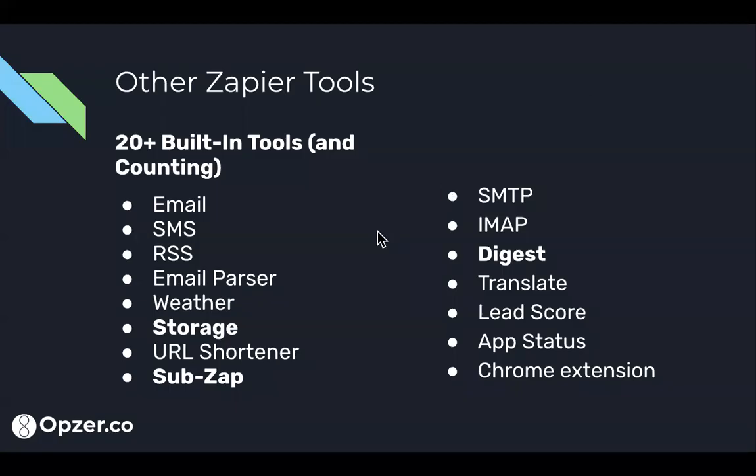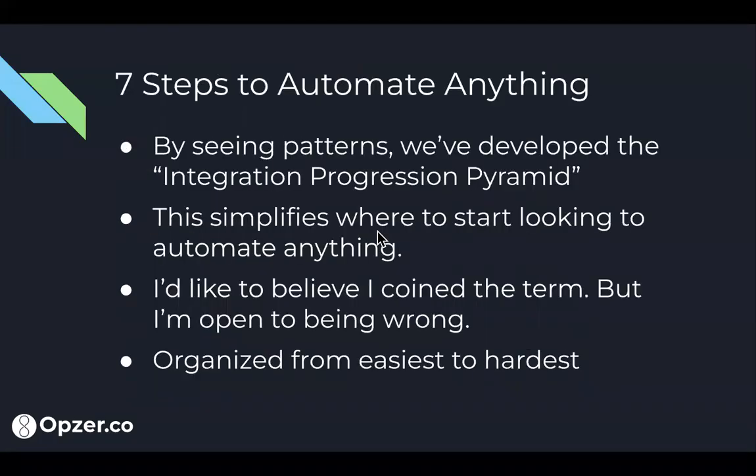So moving on to 7 steps to automate anything. This is essentially a framework that we put together of how we think about the different stages we go through, the different methods we evaluate to know whether we can automate something or not. Typically, seeing what the integration capabilities of the platform are and going through, from easiest to hardest, what we believe we can do with it.